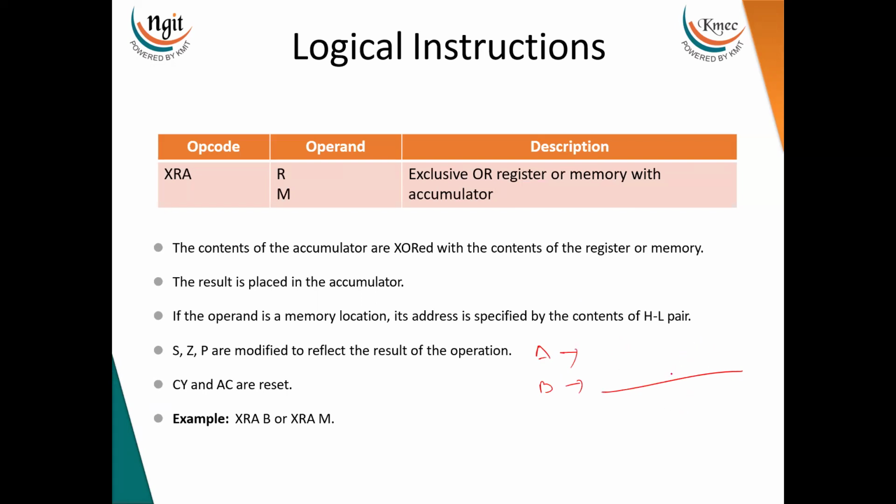Exclusive OR gate truth table, you have to see now: 0 0 0 0 and 0 0 0 1. This is the A value. If the B value is like this, now if both are 1 1, then it is 0 0 0 0. If opposite values are there, 0 exclusive-OR with 1 means you will get 0 0 0 1. This is the answer which is stored in the accumulator.